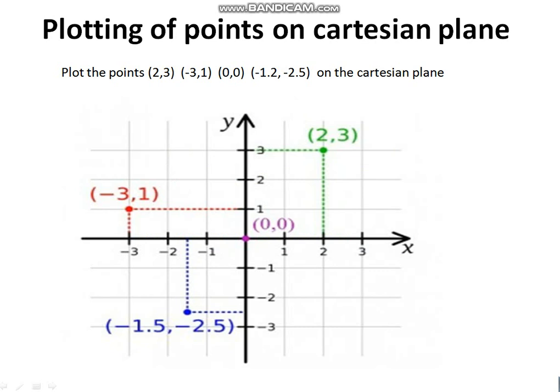Then, plot the point 2, 3. In 2, 3, 2 is positive and 3 is positive. Therefore we consider 2 on the x-axis and 3 on the y-axis. Here we draw the dotted lines to get the point 2, 3.